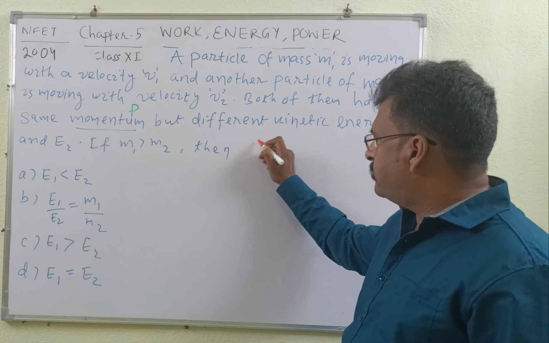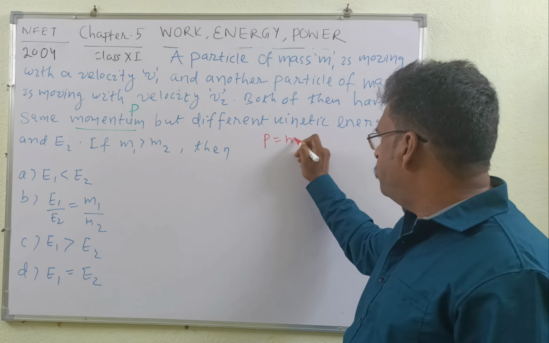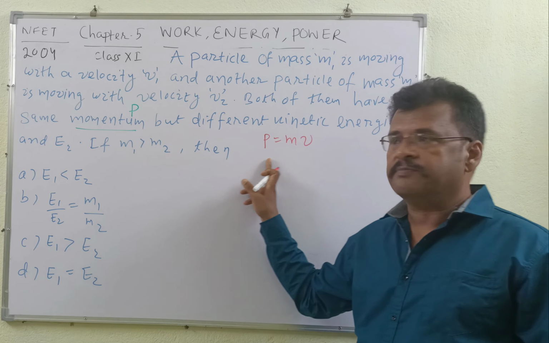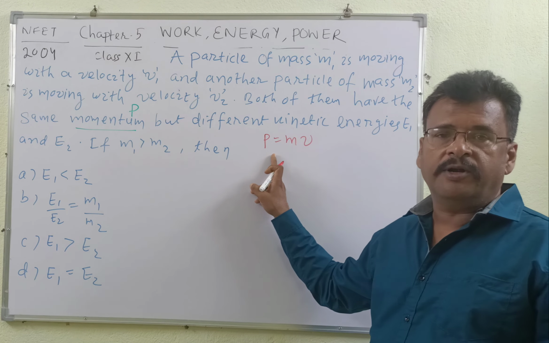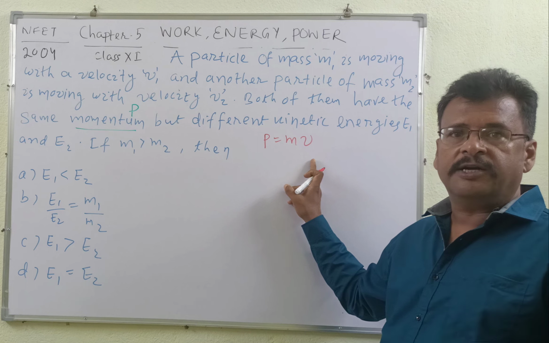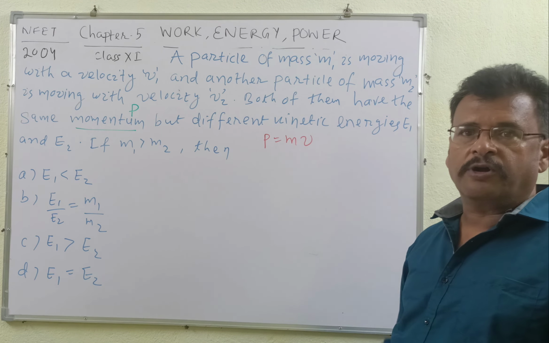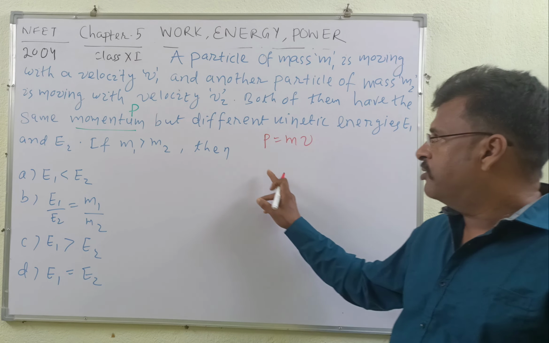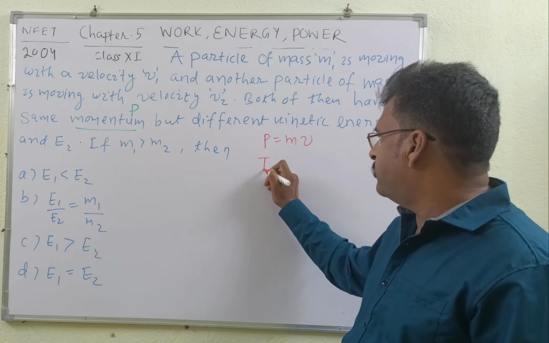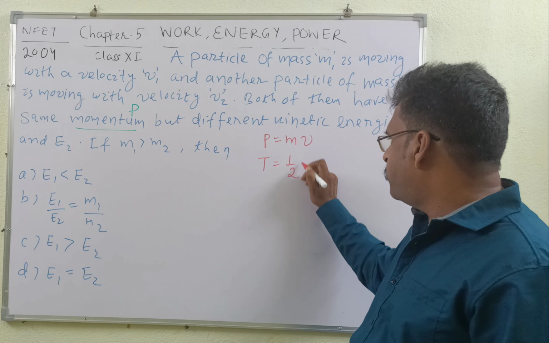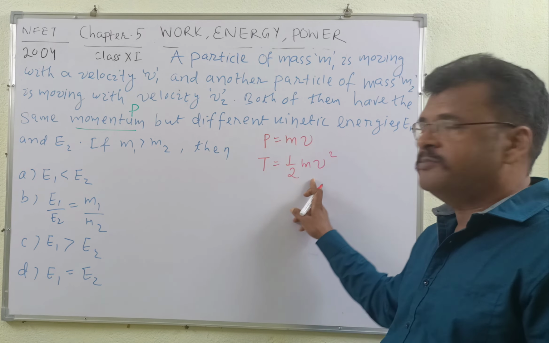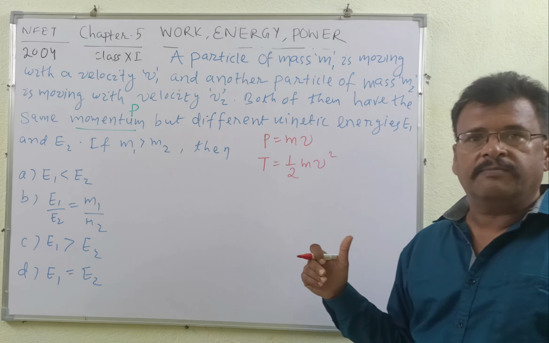Students, we know P is equal to mv. Momentum is mass times velocity. Momentum of a body is the quantity of motion contained in a body, and mathematically it is given as a product of mass and velocity. And what is kinetic energy, students? We denote it by T, and that is equal to half mv square, where m is the mass of the body and v is its velocity.